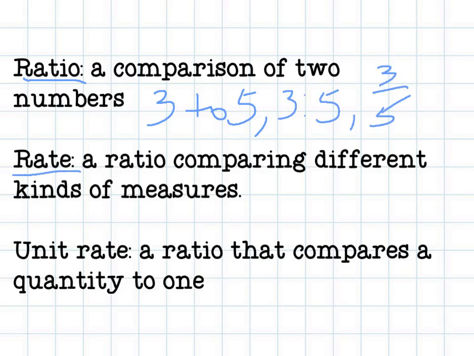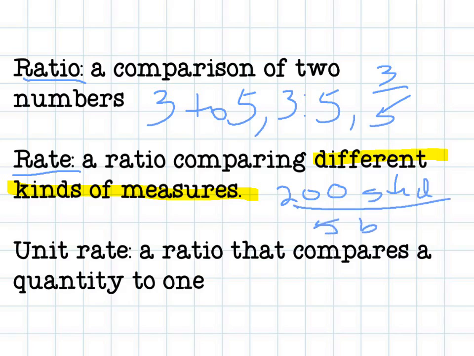A rate is a ratio comparing different kinds of measures. The key word there is that they are different kinds of measures. So for example, I might have a rate of 200 students on 5 buses. The two units that we're talking about are buses and students. So here's one and here's the other.